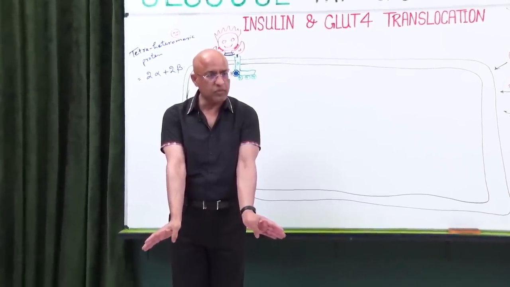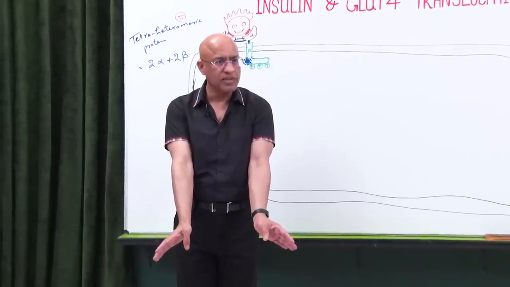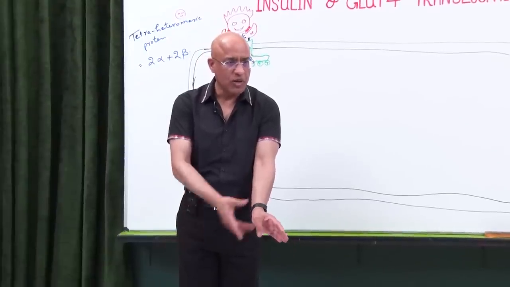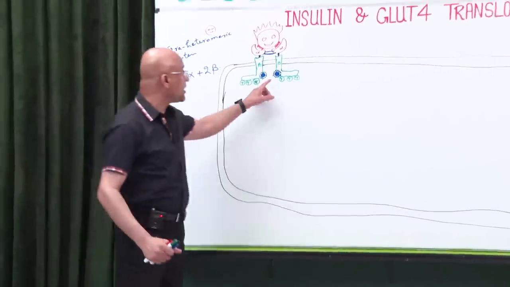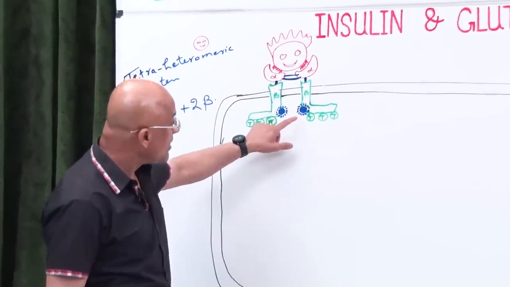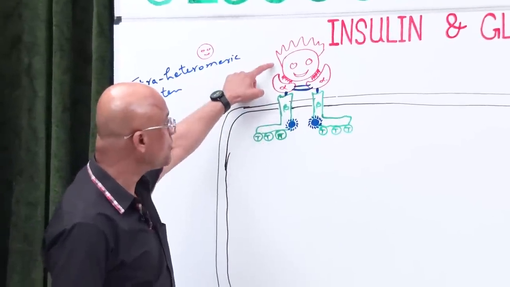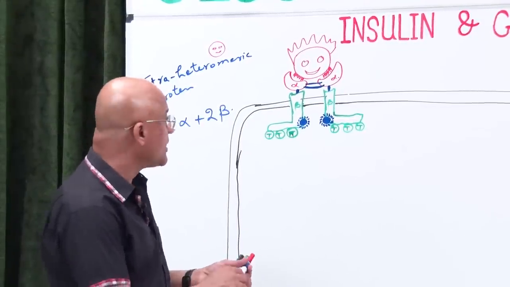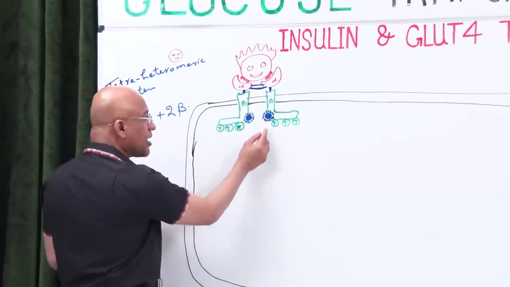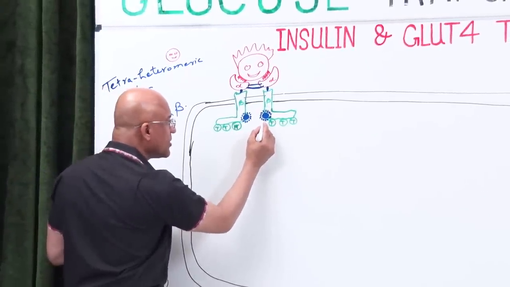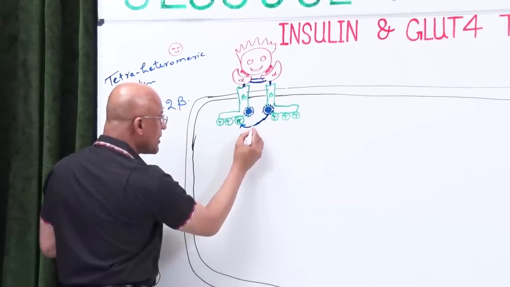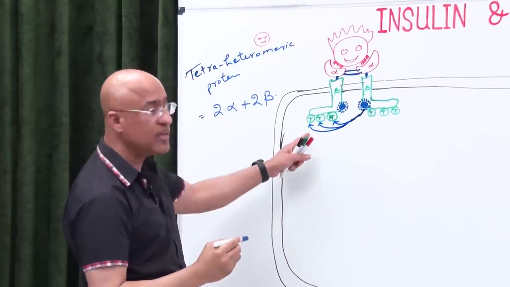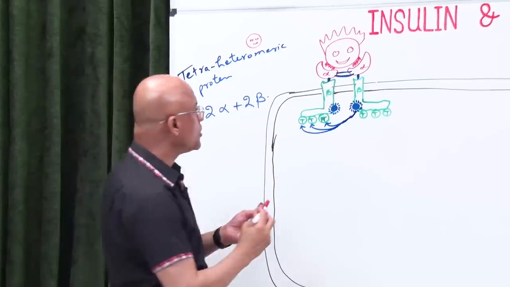And what are these? These are special enzymatic units. These are not my thumbs. These are special enzymatic units called tyrosine kinases. So the beta chains have enzymes which are tyrosine kinases, which are activated on attachment of insulin with the alpha units. And what will these tyrosine kinases do? This tyrosine kinase will attack its adjacent beta chain, attack its tyrosine residues.